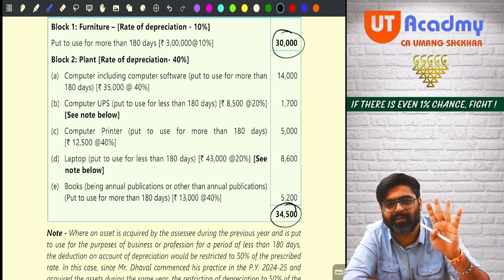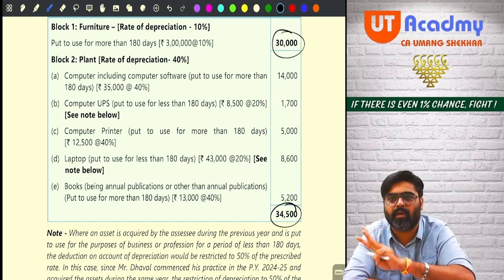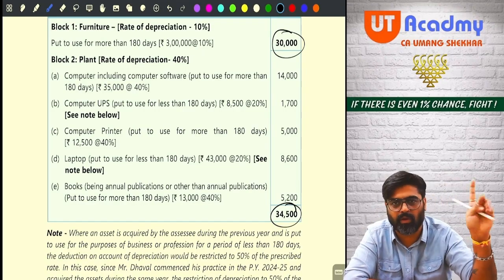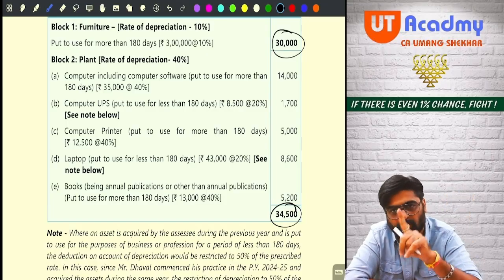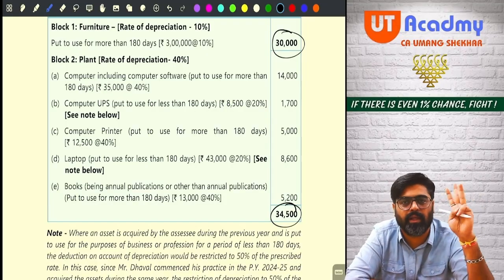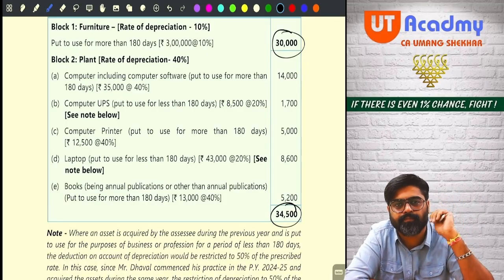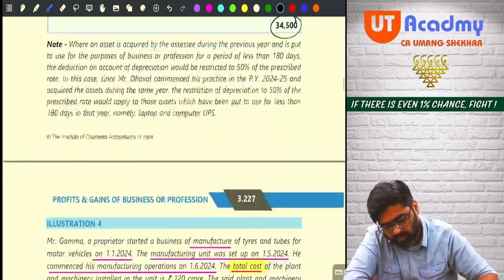We are going to do the correct thing. We have already calculated 3 blocks. Books separately, computer separately, and furniture separately. Should I move ahead? Next one. Question number 4.